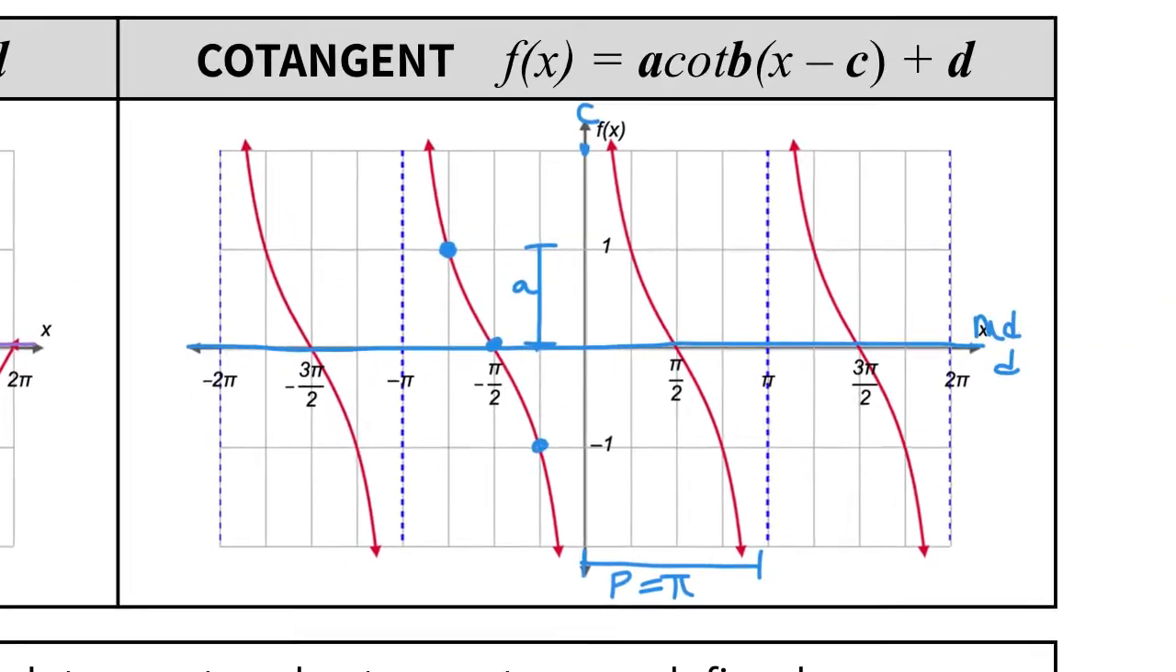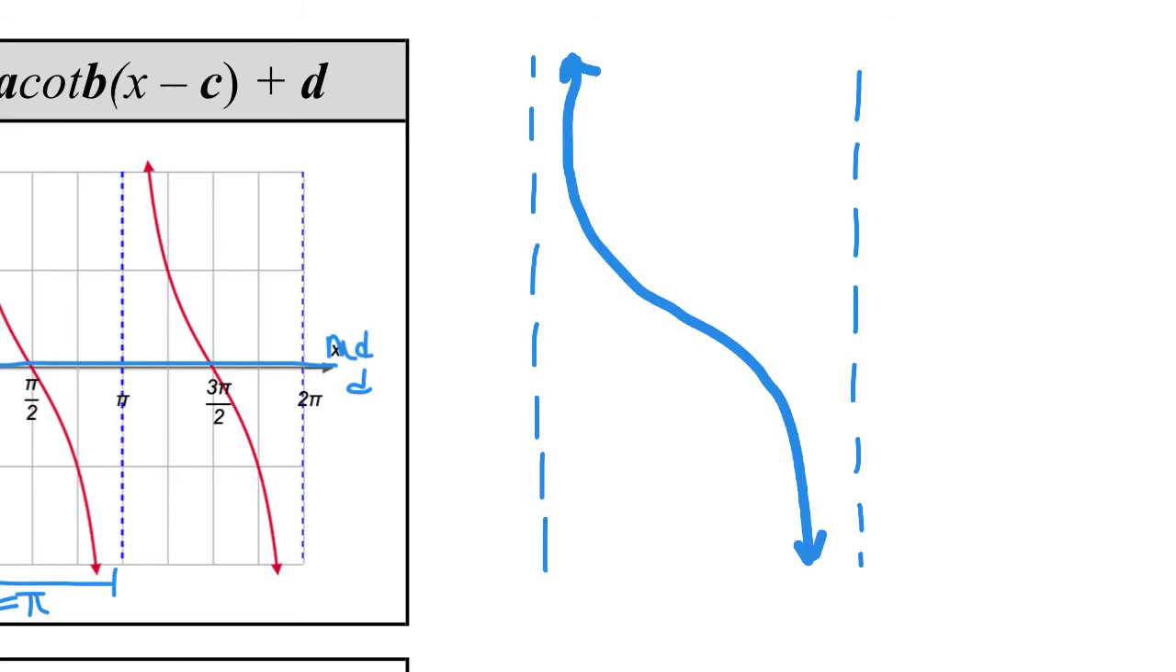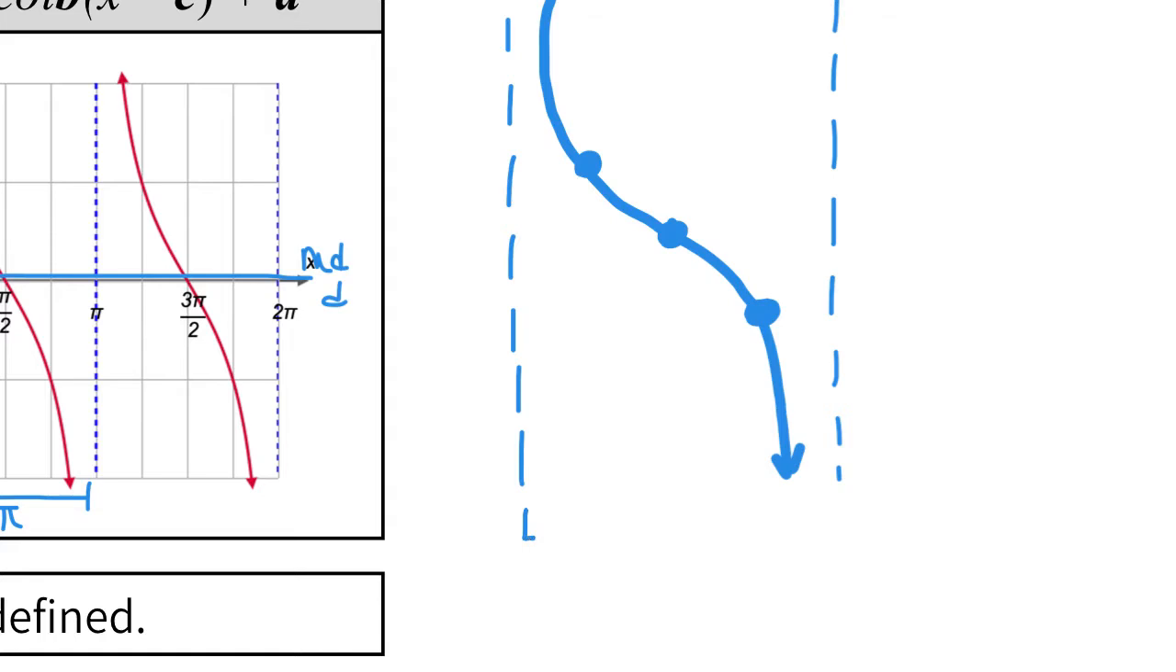Okay, cotangent is a little different. Cotangent begins and ends with a vertical asymptote. Then it follows one smooth curve going downwards. So reference point, midpoint, another reference point. And this is one entire period of cotangent.